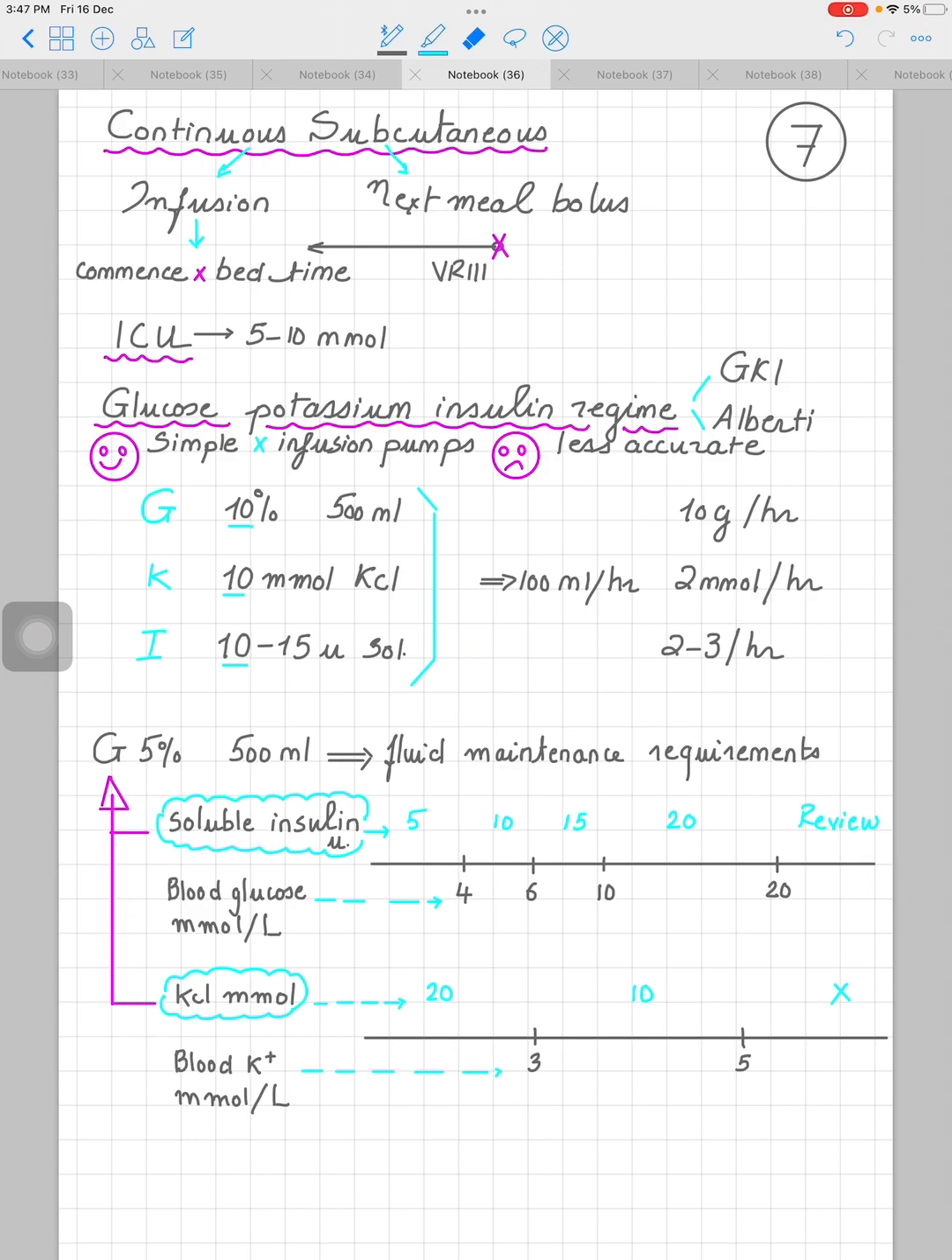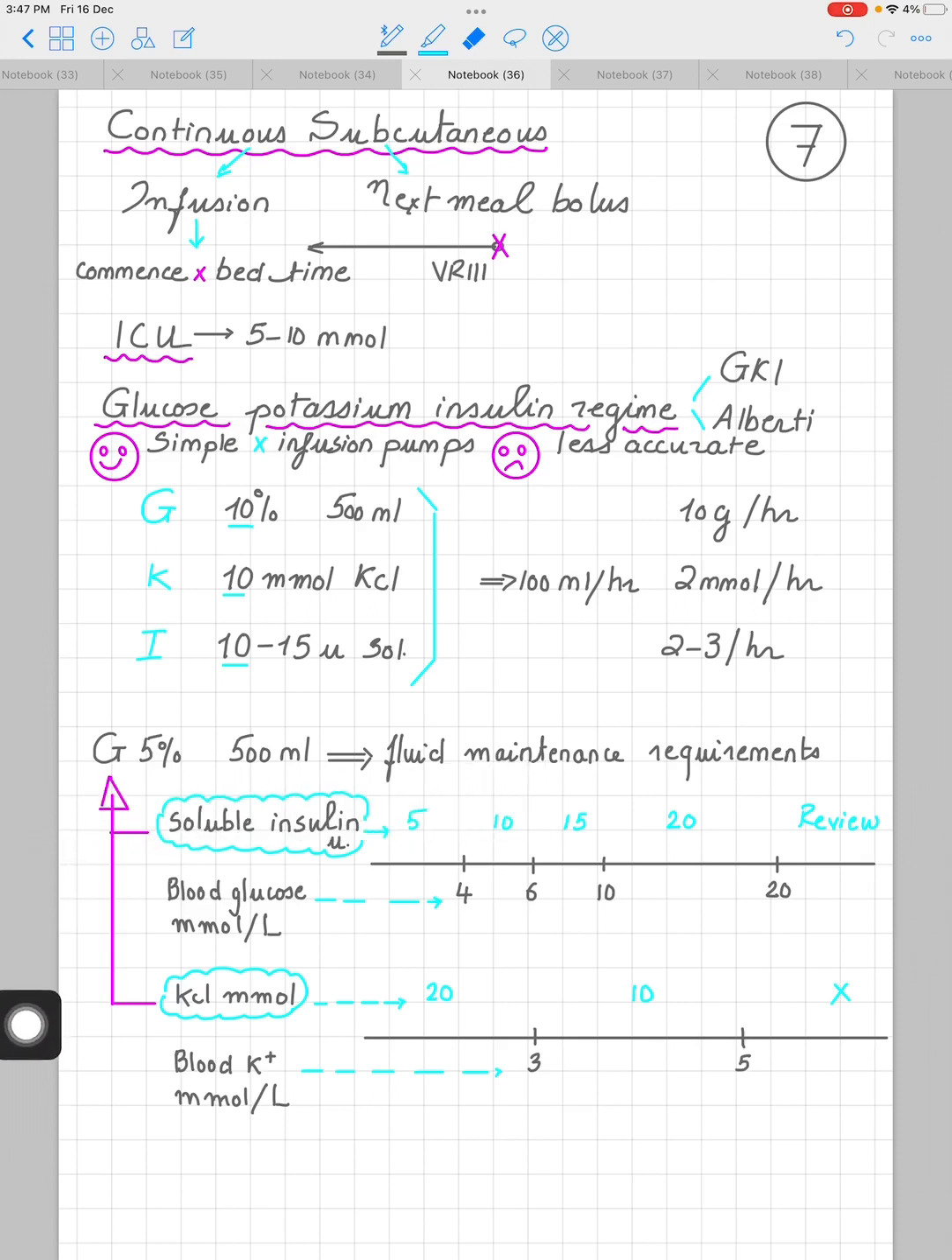And this provides insulin 2 to 3 units per hour, potassium 2 millimole per hour, glucose 10 gram per hour if this is infused at a rate of 100 ml per hour. Glucose 10% is not always available, so the following regime with 5% glucose can be used. Infuse 5% glucose, 500 milliliter bags at the calculated rate for the patient's fluid maintenance requirements.